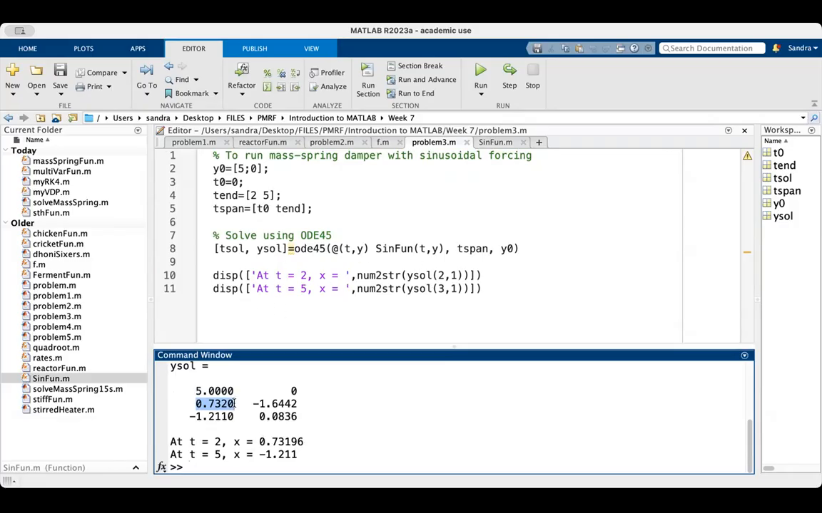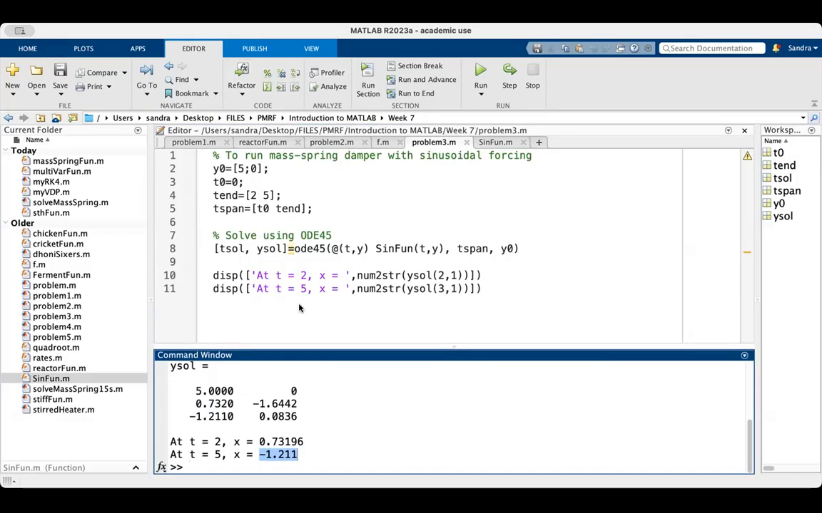Next, at t equal to 5, x is the third row, first column, that is why it is given 3, comma 1. You get the value as minus 1.211. Let me just check. Yeah, 0.732 and minus 2.110. Yes, you've got the right answer again. Anybody else having any doubts? Okay. If no doubts, let me move on to the next question.